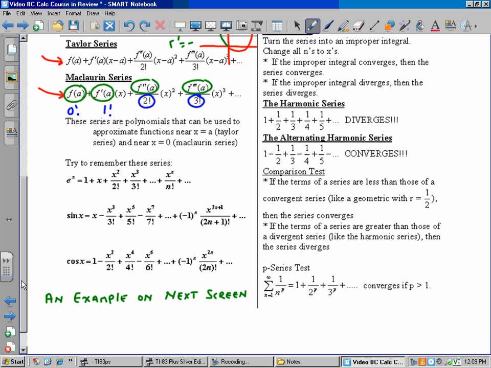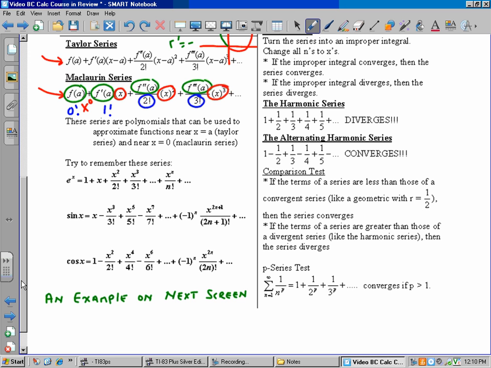And then the third thing is x. All right, here would be x to the 0 power. That's why it's not there. x to the first power, x to the second power, x to the third power. So there's three things that give you the series: the values of the derivatives evaluated at the particular point in question, the exponents of x, and the factorials. All right.